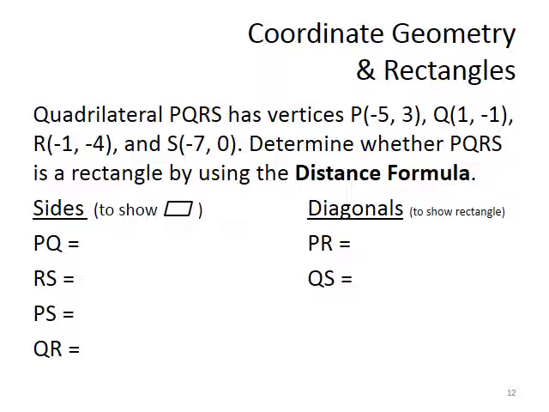All right, now that you've seen some proofs of whether something is a rectangle or not in some real-world context, let's also look at how we could prove if a quadrilateral is a rectangle or not on the graph, coordinate proofs. So we're given that quadrilateral PQRS has vertices at those different points listed. And we want to determine whether PQRS is a rectangle by using the distance formula.